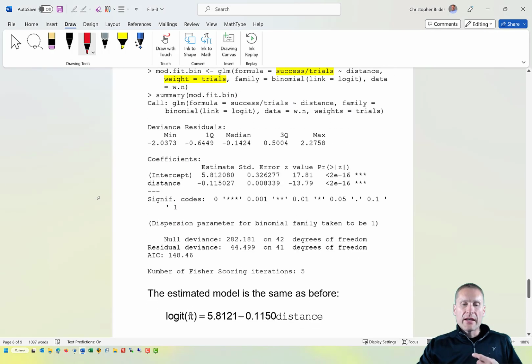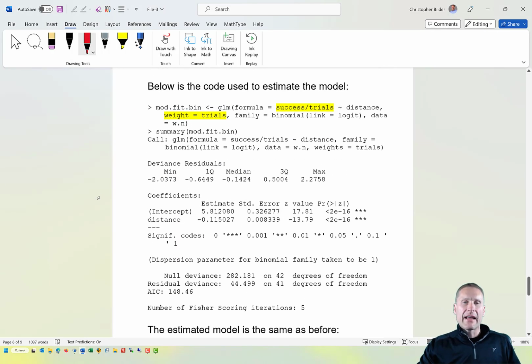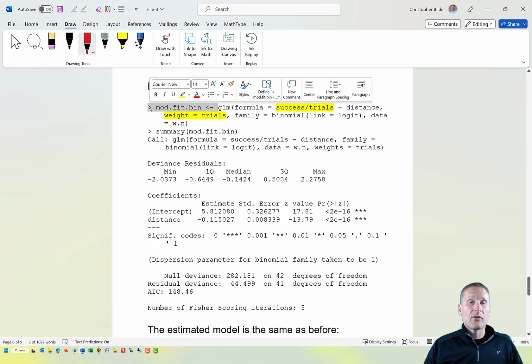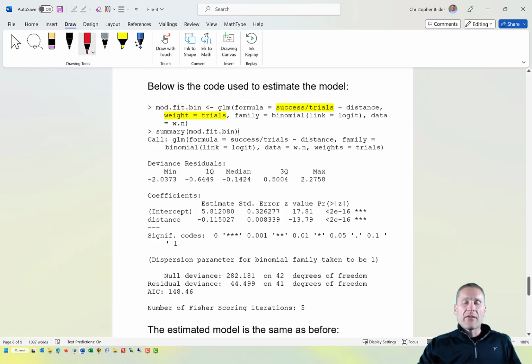So given this format of the data, how can I estimate the model? Well, I can use the glm function once again. I'm going to put the results from using glm into an object called mod.fit.bin, for lack of a better name. And what I have highlighted here in yellow represents the main differences from what we've done before.